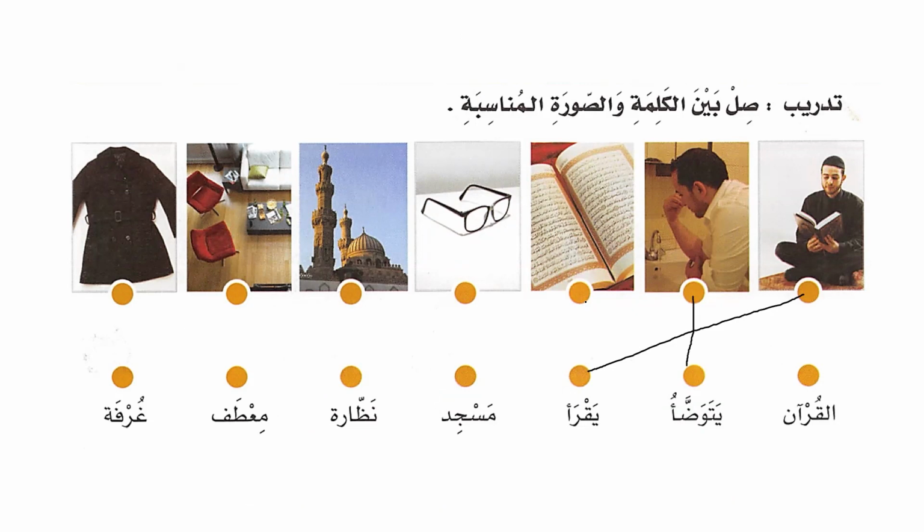And the third one, as you can see here, is al-Qur'anu. And here we have masjidun. And then we can see over here, nadharatun, sunglasses. And here we have mi'tafun, and then after that we have ghurfatun, a room. So lots of vocab, inshallah. I'm sure that you will learn and practice this in your everyday life.